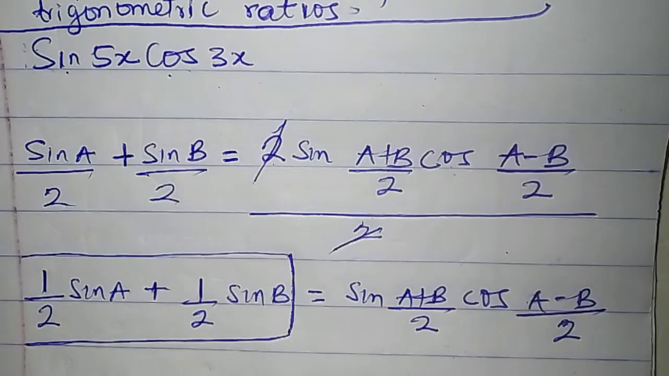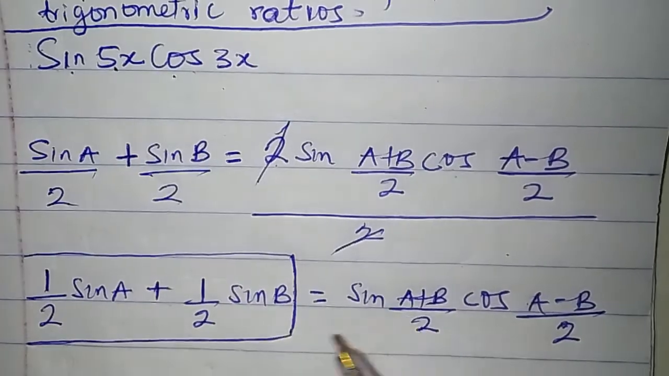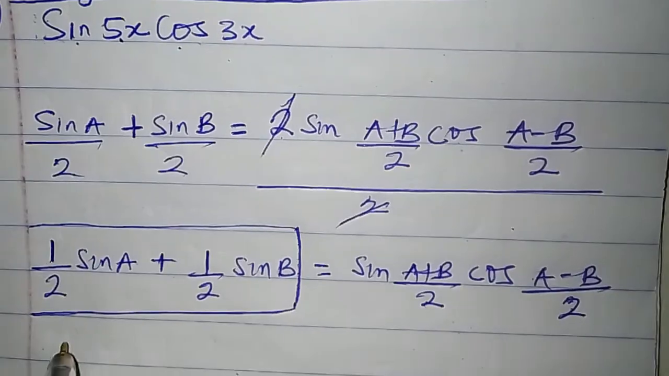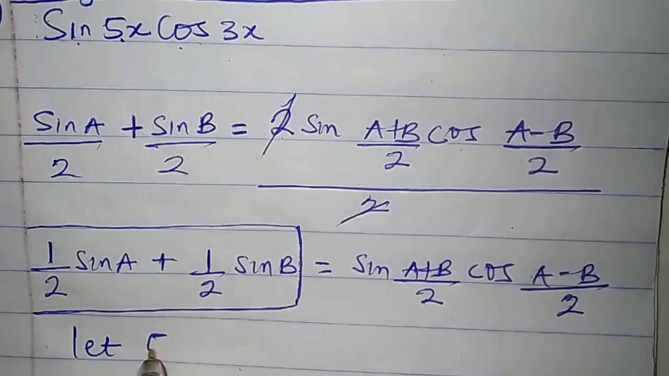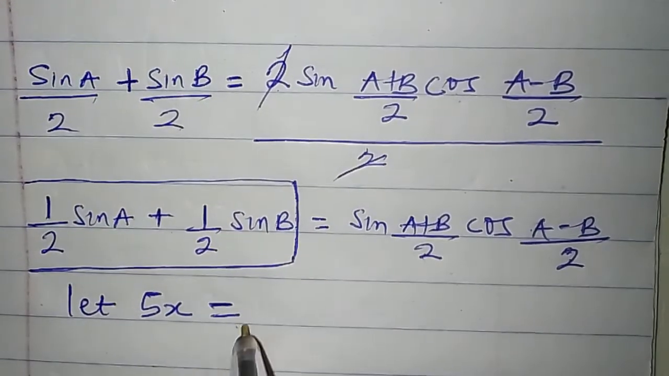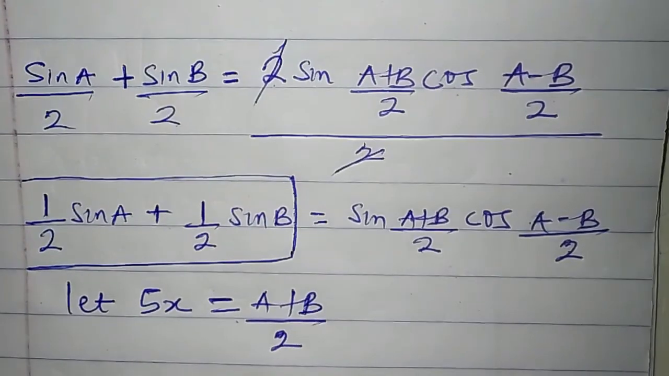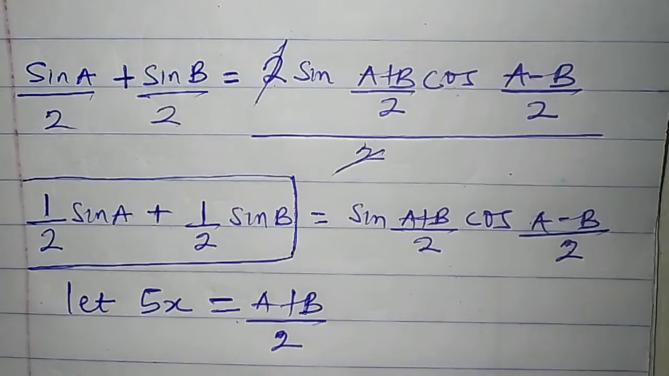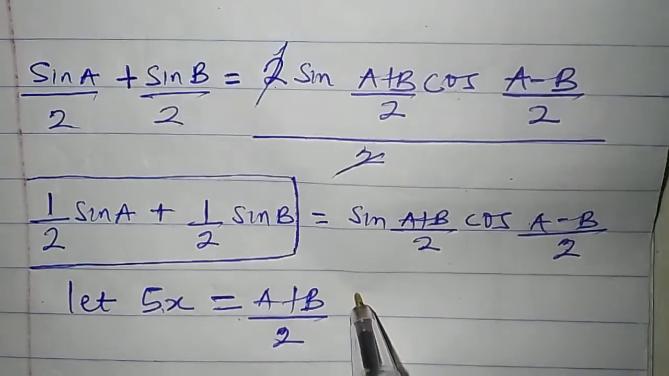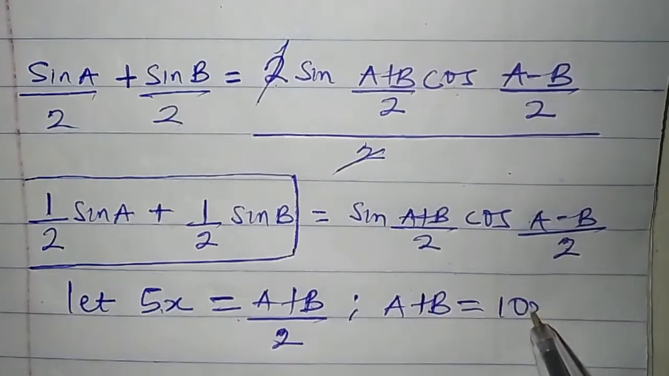Let us compare. We have 5x here. We have (A plus B) over 2. We have 3x and we have (A minus B) over 2 here. We will say let 5x be equal to (A plus B) over 2. So if we cross multiply to make A plus B the subject of the formula, 2 times 5x is 10x. That is to say, A plus B is equal to 10x.